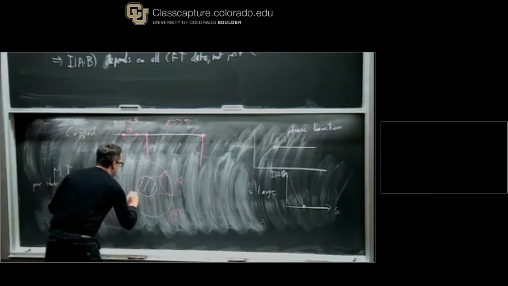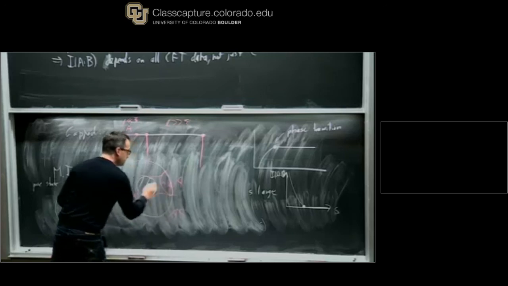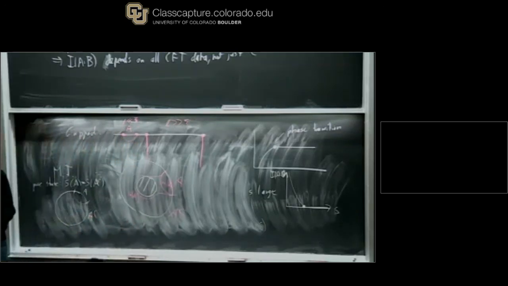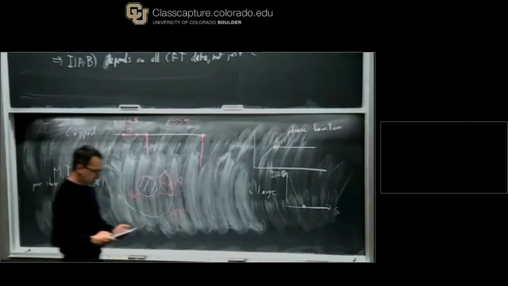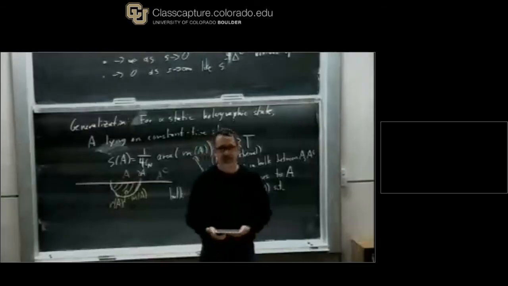So this would be, I should have used a different color. And therefore, they'll have different entropies. You can see in mixed states in general, A and A complement will have different entropies. And there's tons more to say, but I'm way over time, so I'm going to stop there.